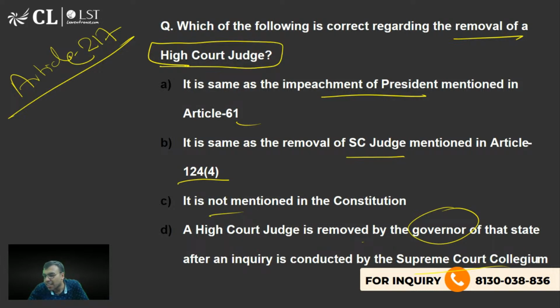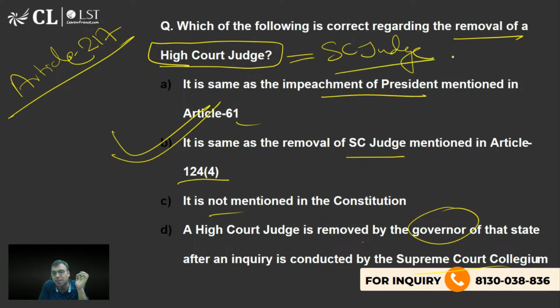After writing, why do you people delete it? Somebody has written it and he was right. He or she, I don't know. So the right answer is that it is the same as the removal of a Supreme Court judge mentioned in Article 124 clause 4. So B is the right answer to this question. Okay? So the removal of a High Court judge and a Supreme Court judge is the exact same procedure. Yes, Kushagra, Manish Kumar, right.